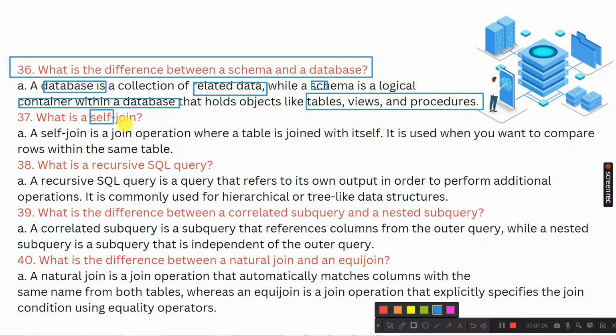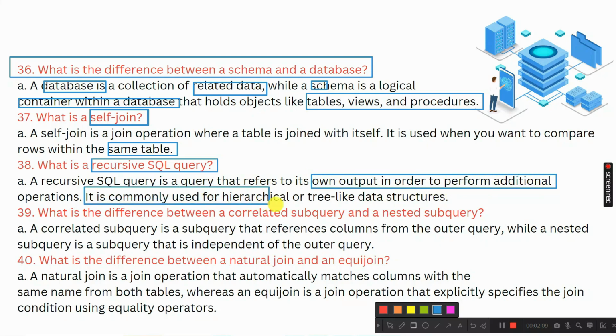Next is, what is self-join? A self-join is a join operation where a table is joined with itself. It is basically used when you want to compare rows within the same table. Next is, what is a recursive SQL query? A recursive SQL query is a query that refers to its own output in order to perform additional operations.